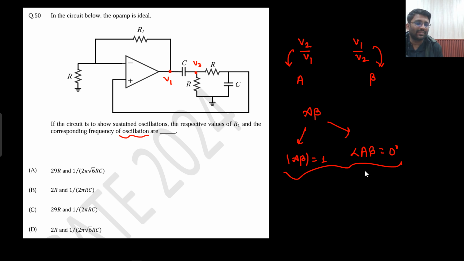Okay. Why does this happen? This is a bar question criteria. Why does this bar question take place? All these things we can understand in the comprehensive course. But as of now, you just need to remember the results.